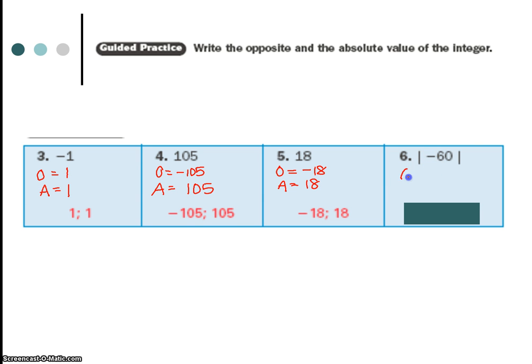6, okay, the opposite. So remember, we want to solve the absolute value first. The absolute value of negative 60 is 60. Now ask yourself, what's the opposite of 60? Negative 60. And what's the absolute value of 60? 60.